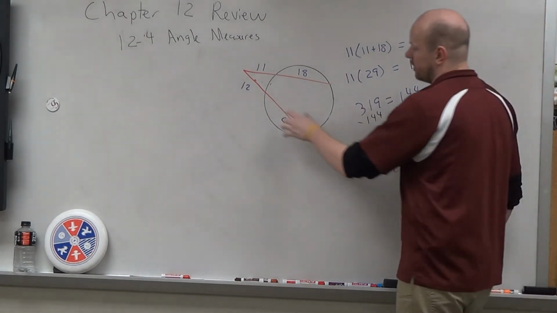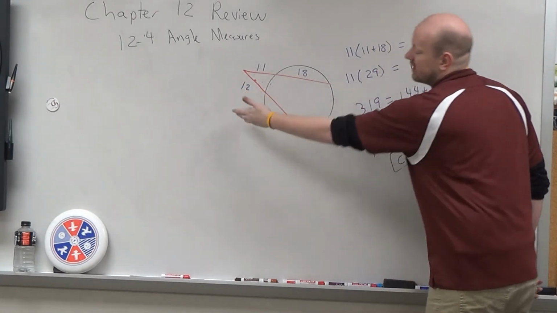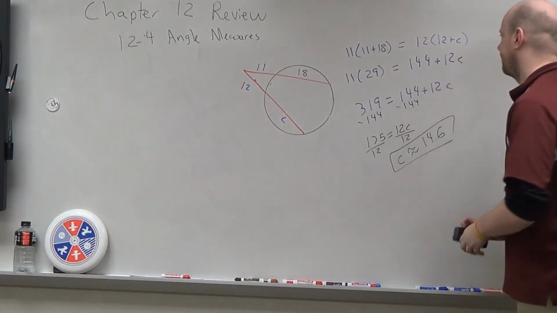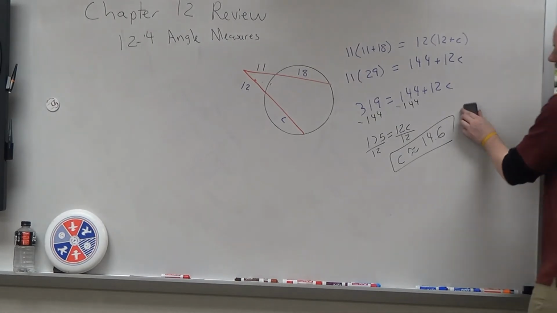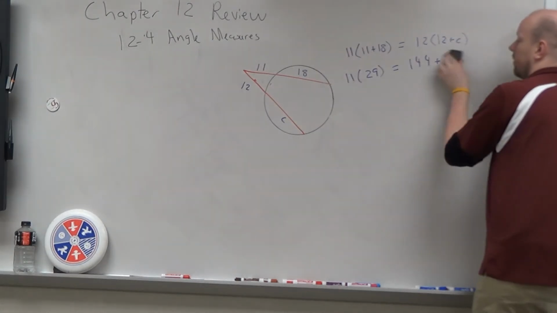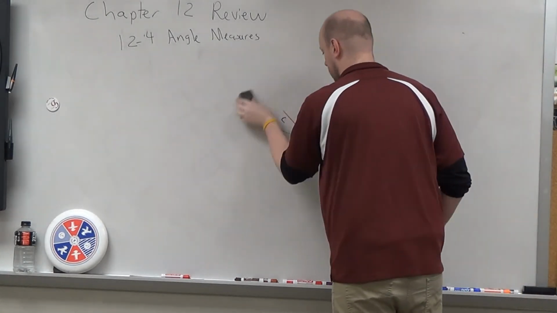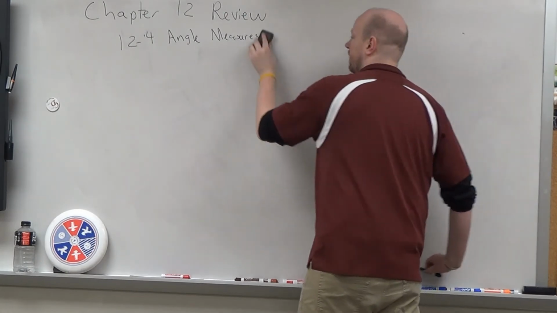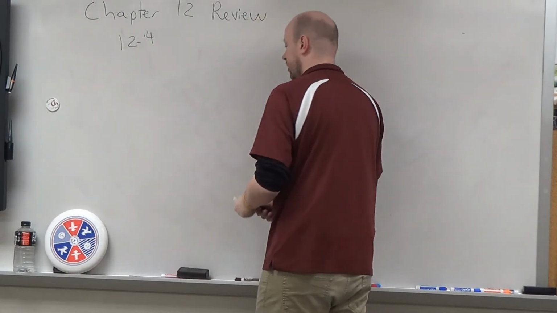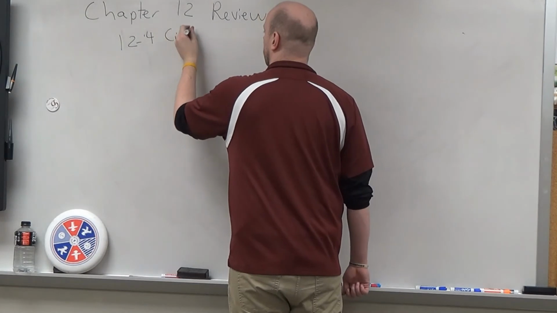Again, outside the circle, so we take our outside part times the entire segment. Okay, and that actually does it for 12-4. So we get to 12-5, which is circle coordinates.